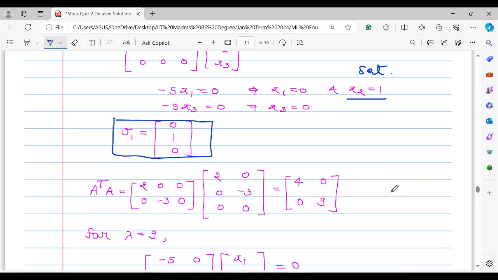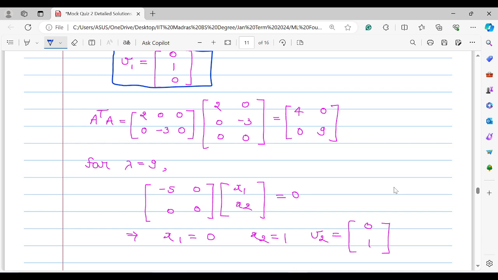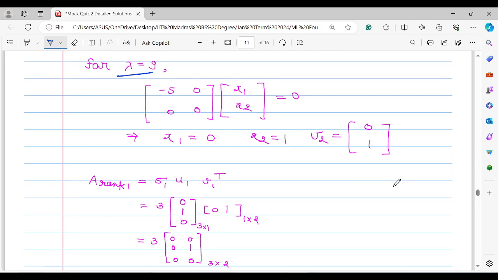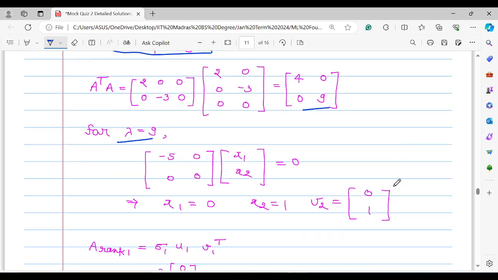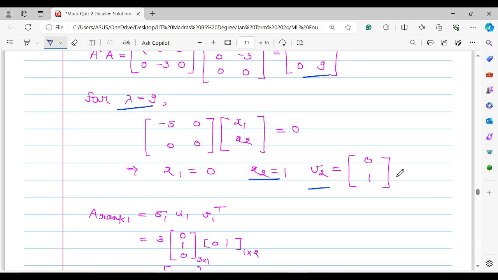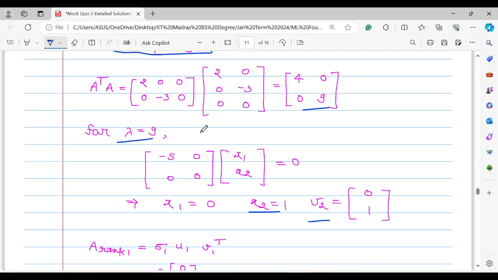And for A transpose A, because A transpose A is this, and for lambda equal to 9, we have calculated this vector V2, which is x1 is equal to 0, and we set x2 equal to 1 because x2 is a free variable. So we get this vector V2 for A transpose A.